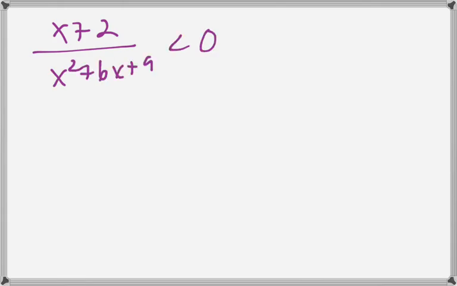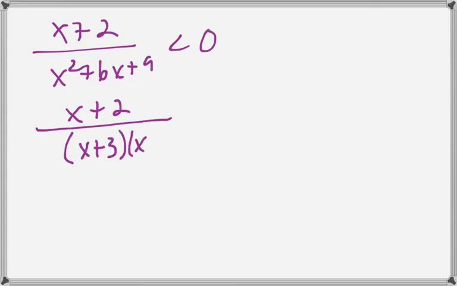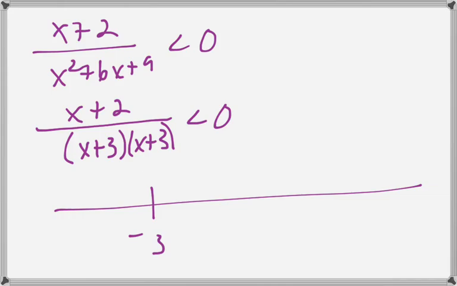We'll do one more example. Here we have x plus 2 over x squared plus 6x plus 9 is less than 0. So we'll need to factor that denominator. If it's possible to factor the numerator, you would factor the numerator as well so that you can see where it's equal to 0. In this case, the denominator factors as x plus 3 times x plus 3. So the only number that makes the denominator 0 is negative 3.